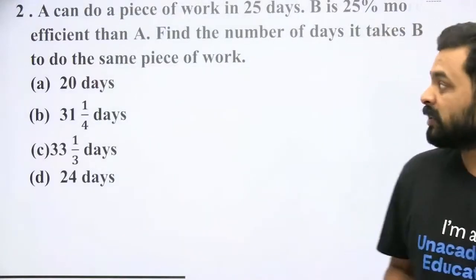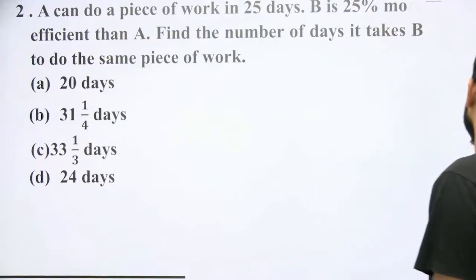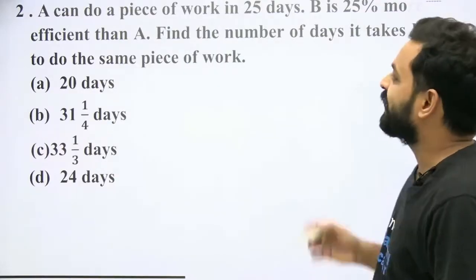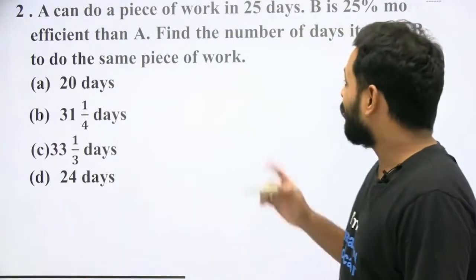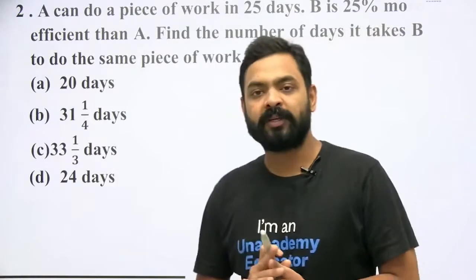So this is the question in front of you. A can do a piece of work in 25 days. B is 25% more efficient than A. Find the number of days it takes B to do the same piece of work.